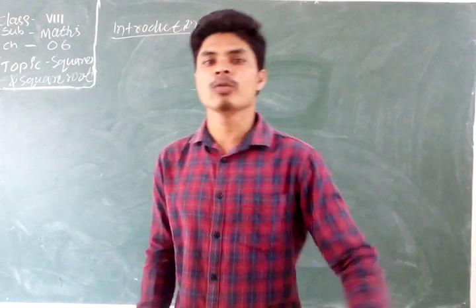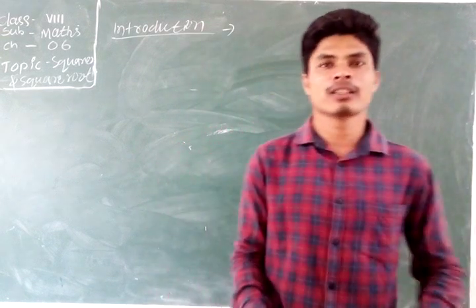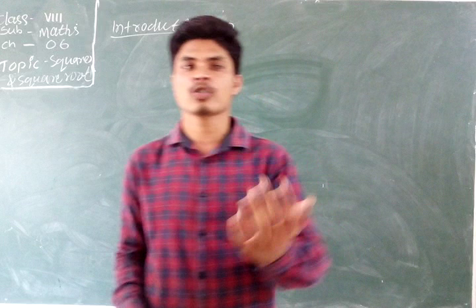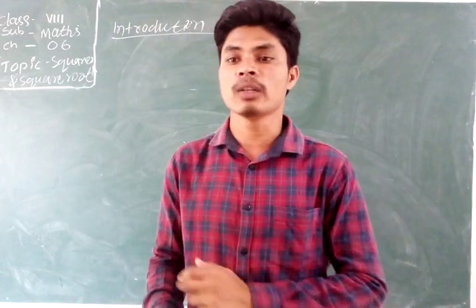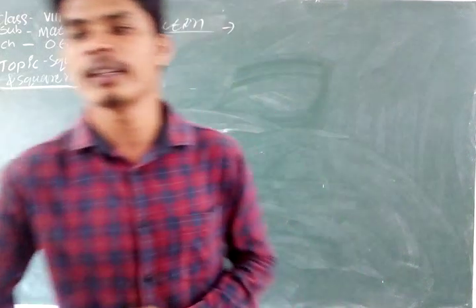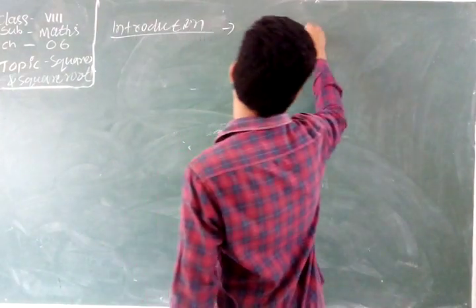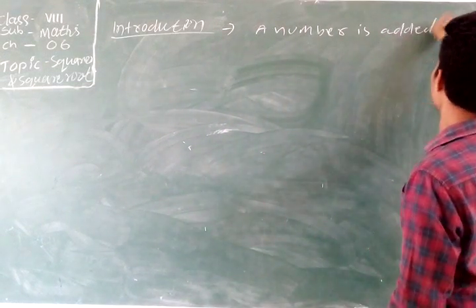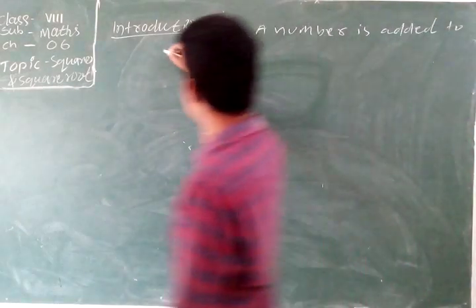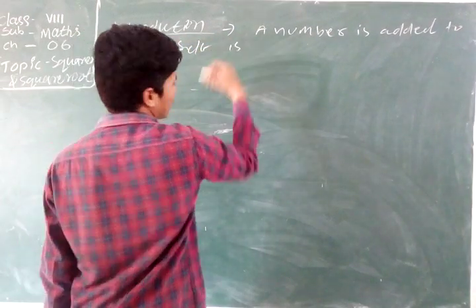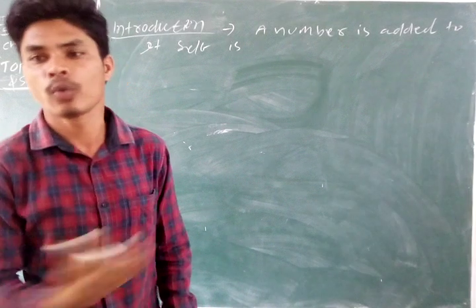In the previous class you learned about the square. What does that mean? If a number is added to itself, it is called twice. If we add two numbers, that means a number is added to itself. Each is called twice.